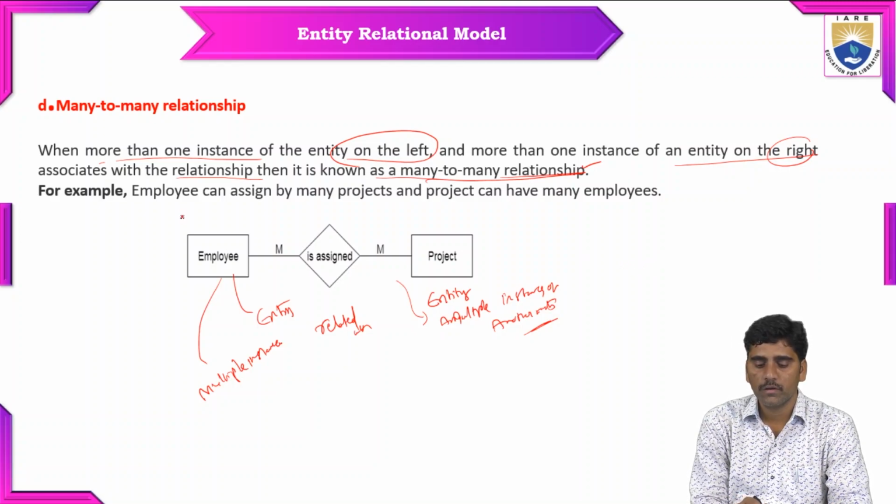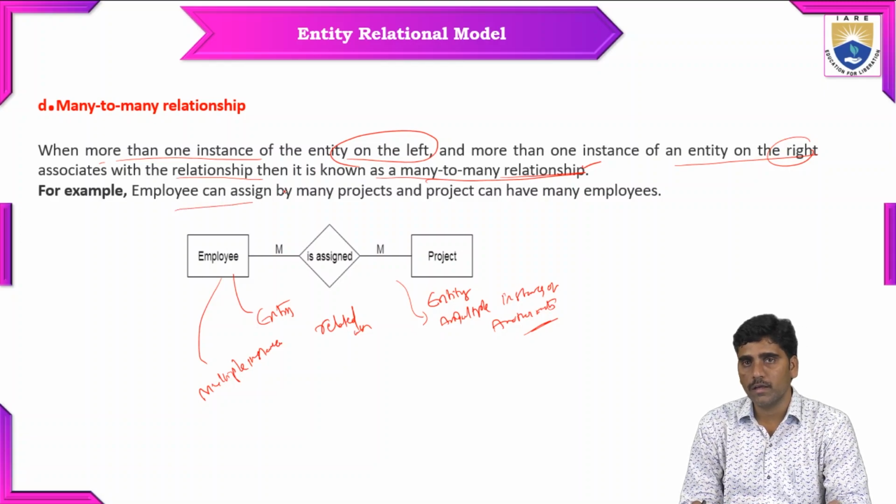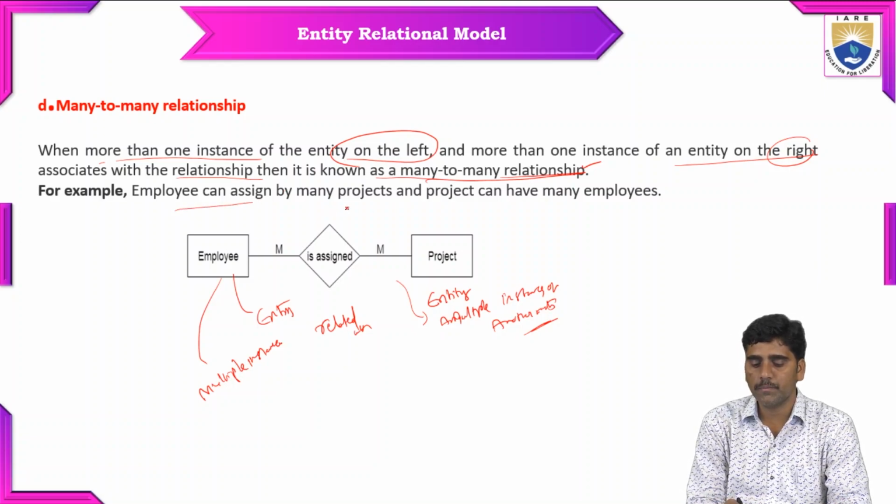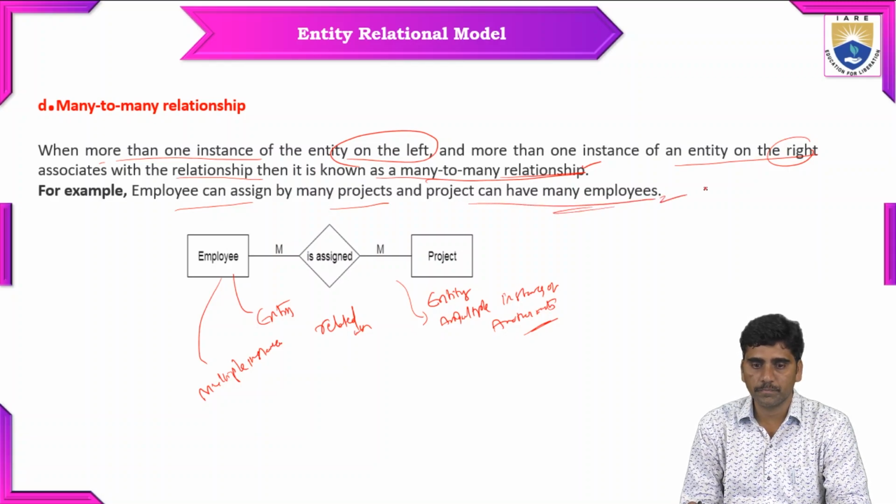For example, an employee can be assigned to many projects, and a project can have many employees also. So more than one employee is assigned to more than one project, or more than one project is assigned to more than one employee. So that is the way the many-to-many relationship exists among those two entities.